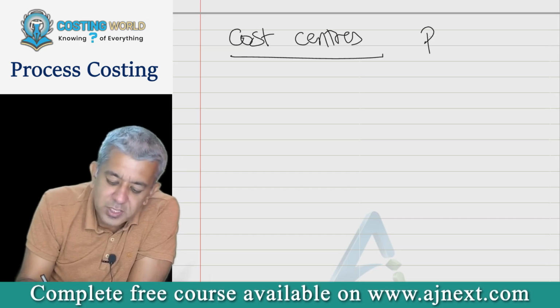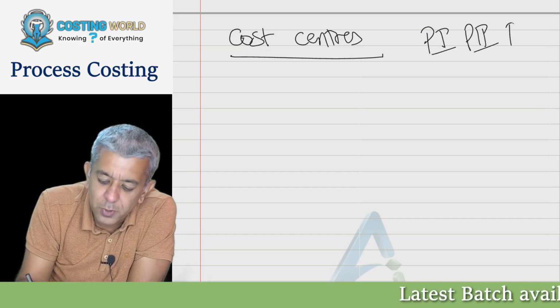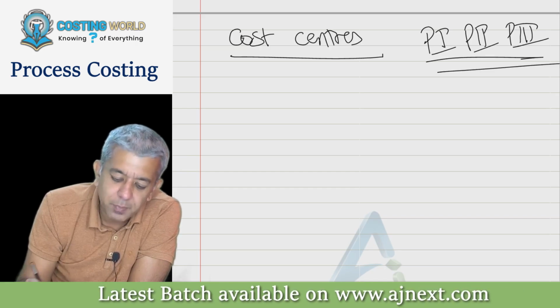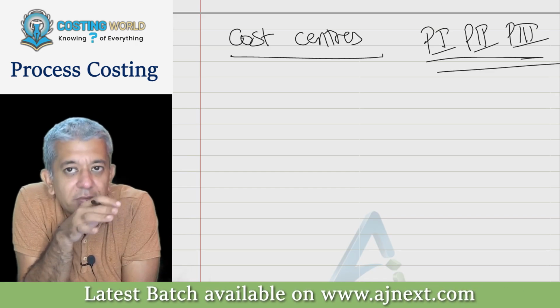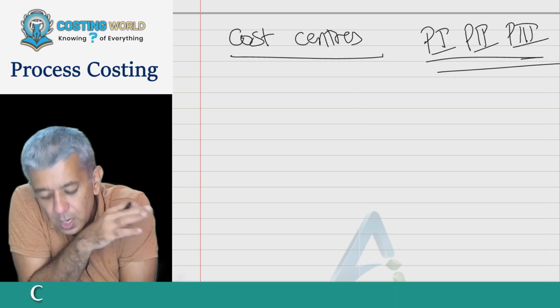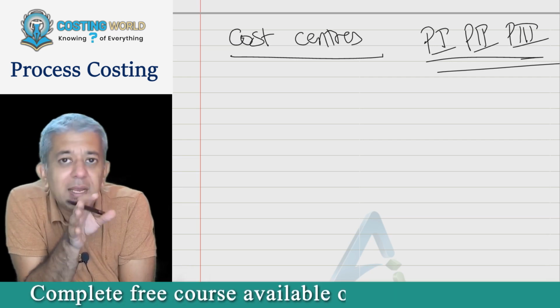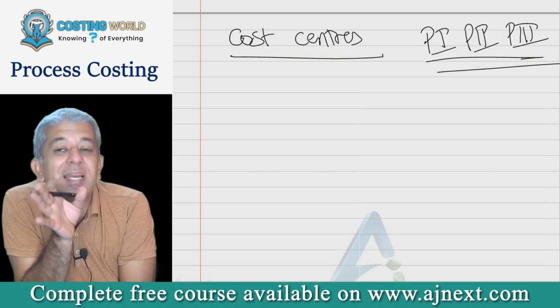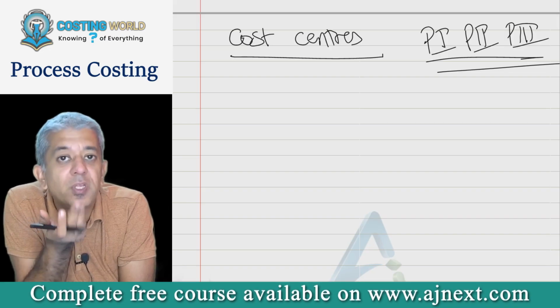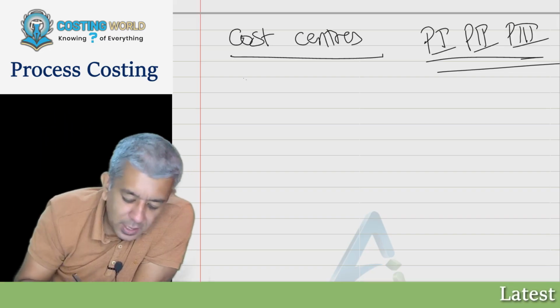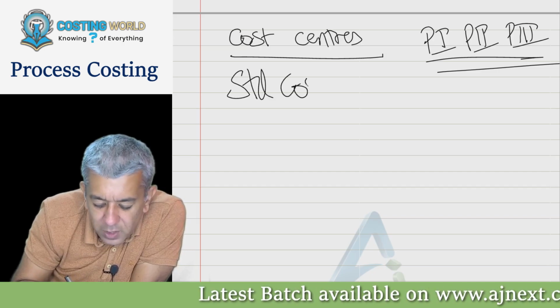Now, your process 1, your process 2, your process 3, all of them are cost centers. All of them are cost centers. How do I judge them? In reality, how are cost centers judged? Means, how is the performance of cost centers judged? In reality, there is a system called standard cost.